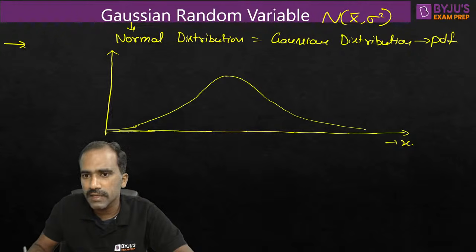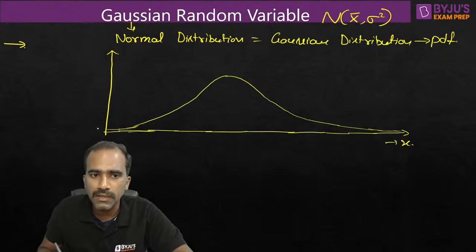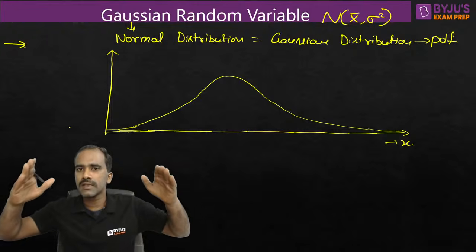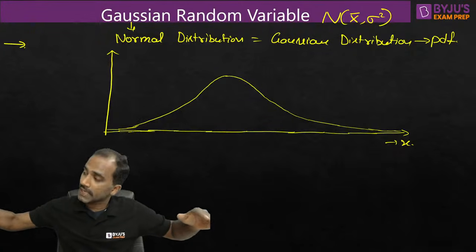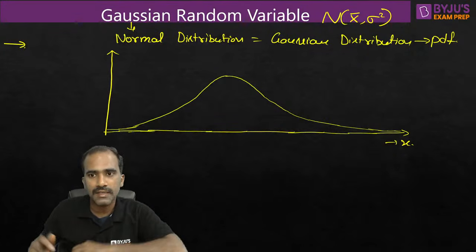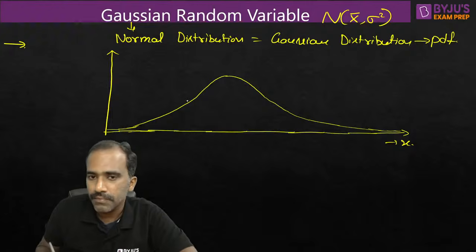See this one, this is a decreasing function. When will it go to 0? Only at x equal to infinity does it go to 0. As x tends to infinity, this Gaussian function tends to 0. On the other side also, as x tends to minus infinity, it tends to 0. It keeps on decreasing and goes to 0 only at infinity.